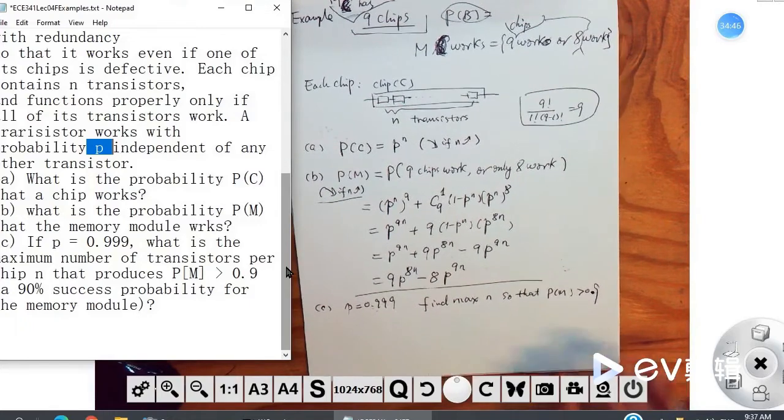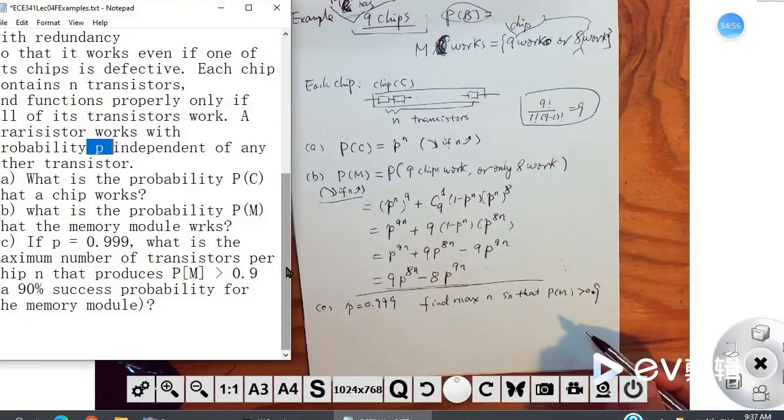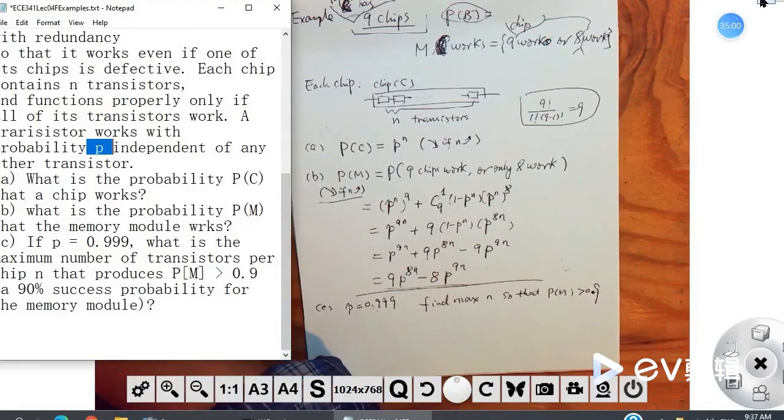Then how to calculate? Well, if you want to calculate by hand, that will be a long job. You can use a computer to do that. Just find the N. We can do that.